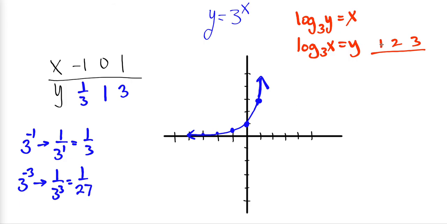And in fact, doing logs, it doesn't usually work out well. Log base 3 of 1 is going to be equal to 0, because 3 to the 0 equals 1. And then 2, I'm not going to do because the answer is a decimal. Log base 3 of 3 is 1.